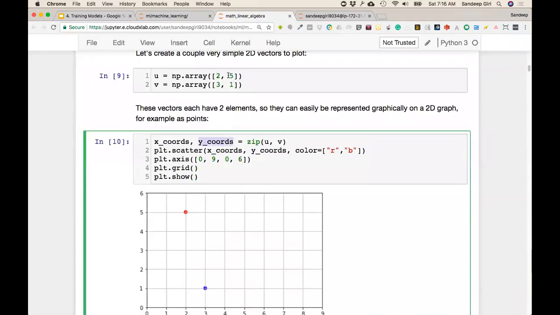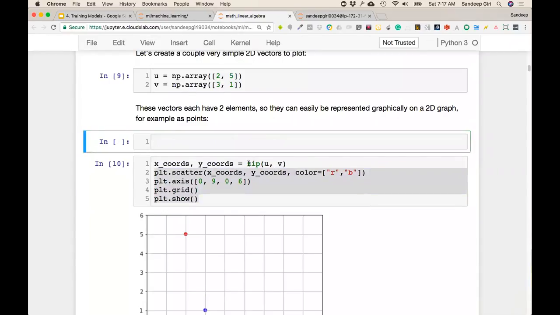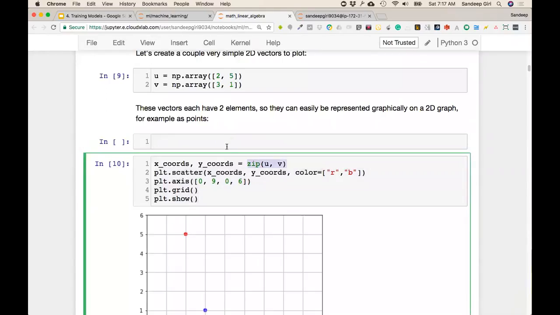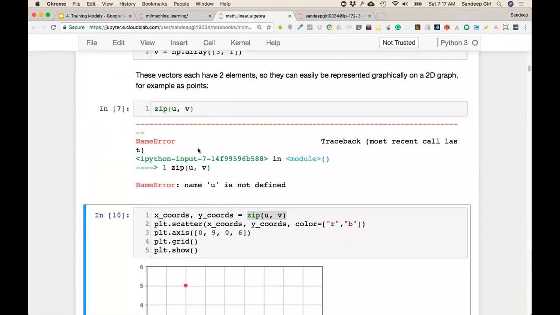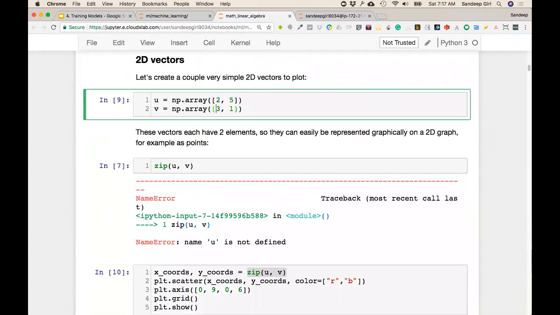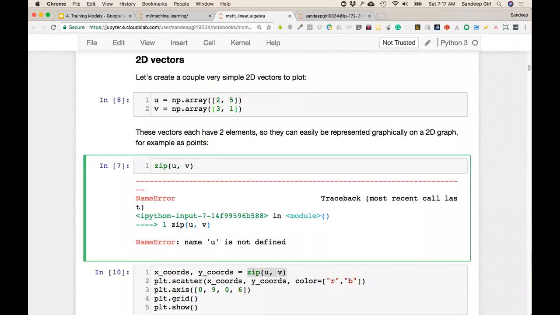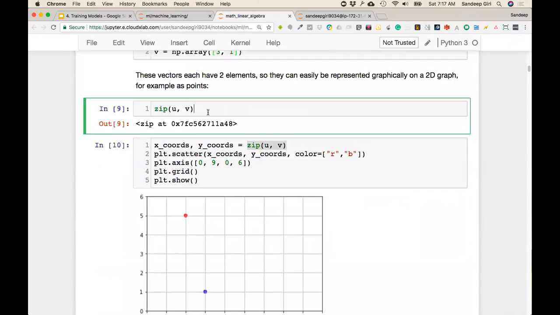So first of all, we're going to zip it. Okay, let me just show you what it means by zipping. Let me comment out this piece of code. So what zipping does is, zipping basically brings these elements together. So it will bring 2 and 3 together and 5 and 1 together. Let me show you. Okay, now you see. All right.